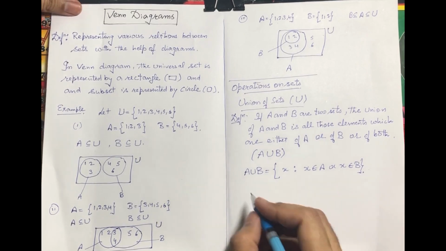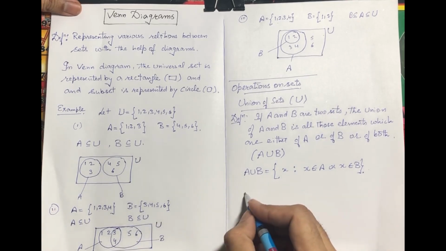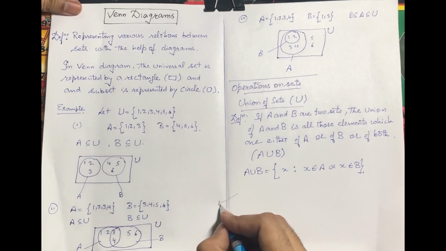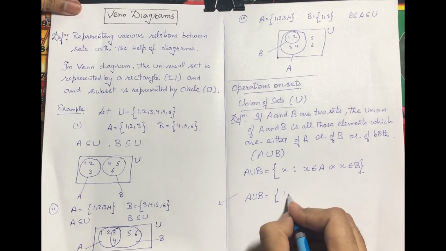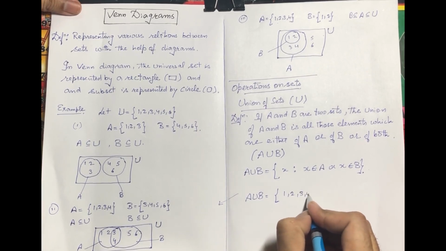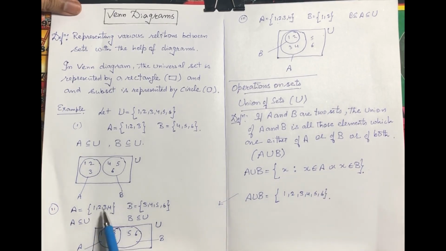For example, let us take this example again, example 2. Here in example 2, A is 1, 2, 3, 4, B is 3, 4, 5, 6. So from here, what is A union B? 1, 2, 3, 4, 5, 6. You see, 1, 2, 3, 4, 3, 4 we already included, 5, 6. Union of two sets.